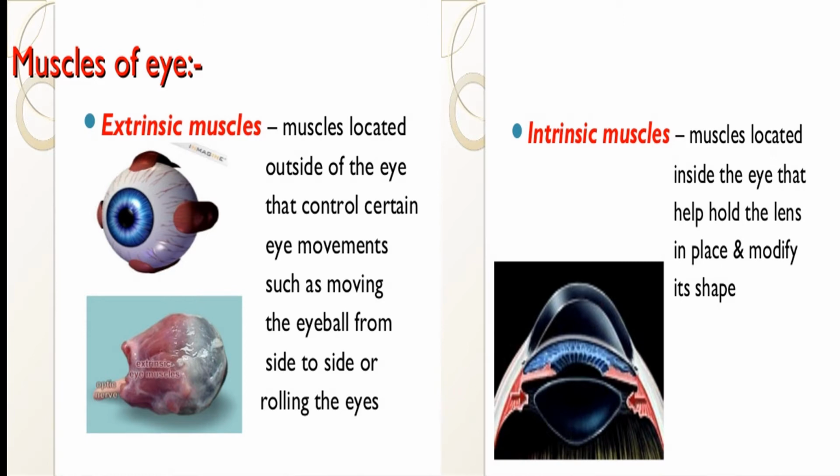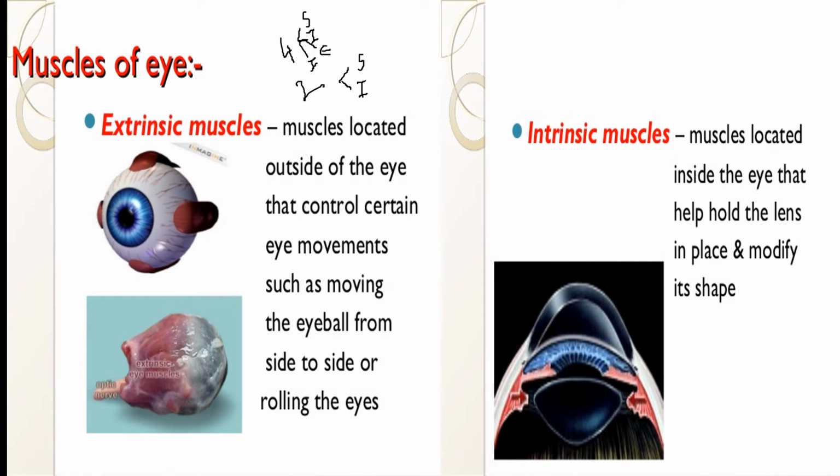Each eye is surrounded by four rectus muscles as well as two oblique muscles. The four rectus muscles are the superior one, the inferior one, and the external and the internal muscles. Whereas the two oblique muscles are the superior oblique muscle and the inferior oblique muscle. They are responsible for holding the eye.